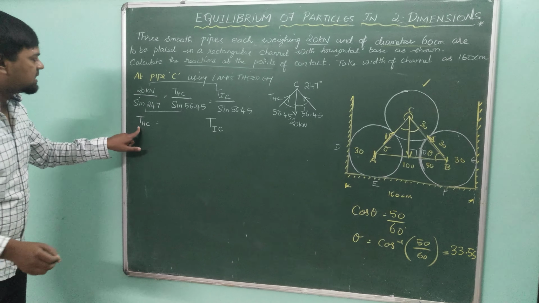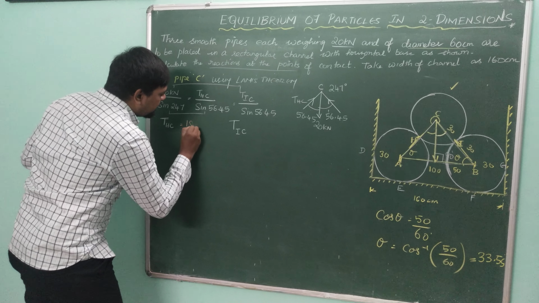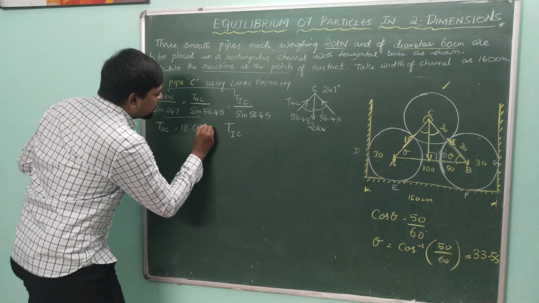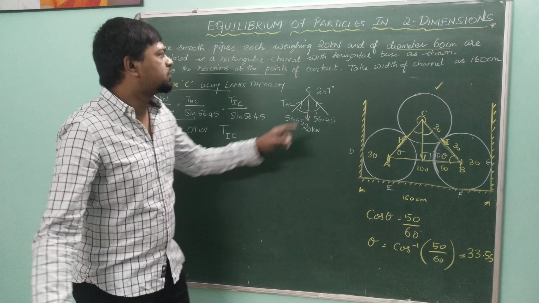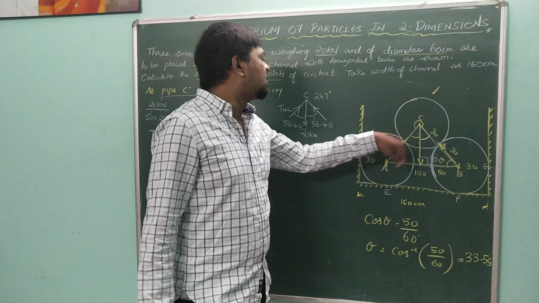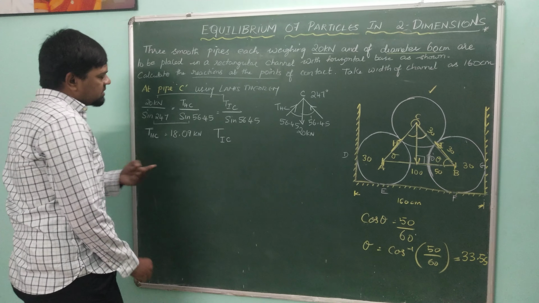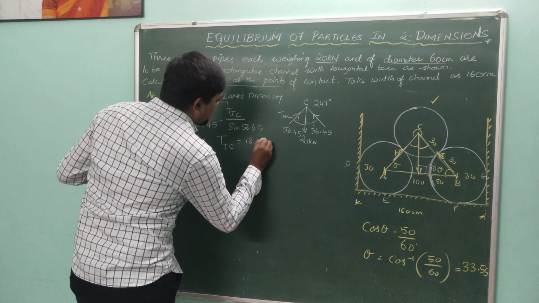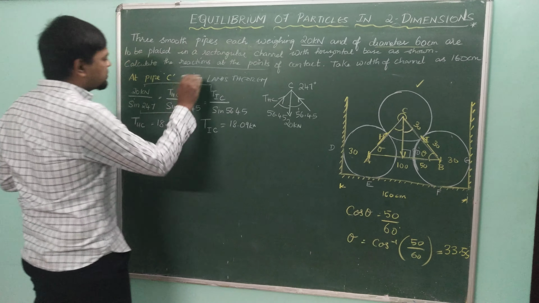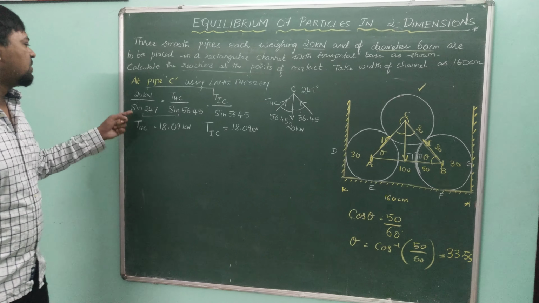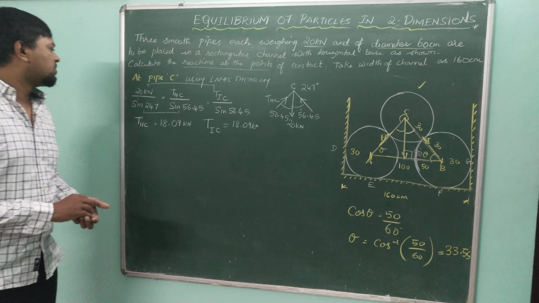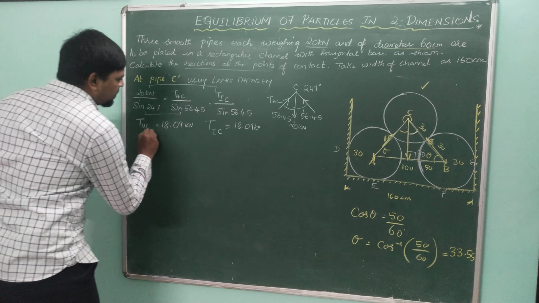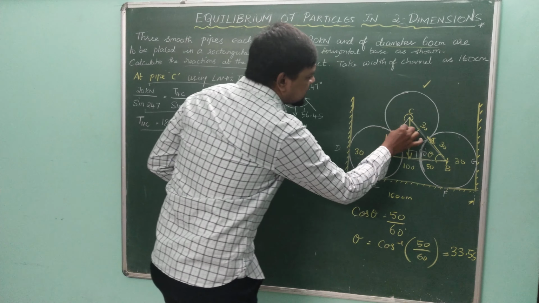This tension H to C is 18.09 kilonewton. It should be in kilonewton because the weight of the sulfate is 20 kilonewton, so it has to be the same unit. And here also it is 18.09 kilonewton. If you do the cross multiplication, the same thing will be multiplied and the value is going to be the same. So we have found the reactions for this.